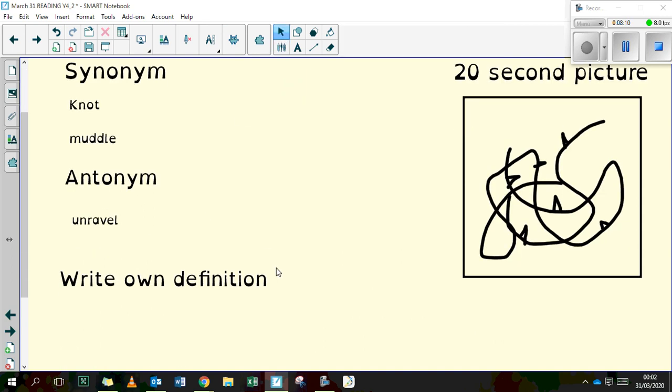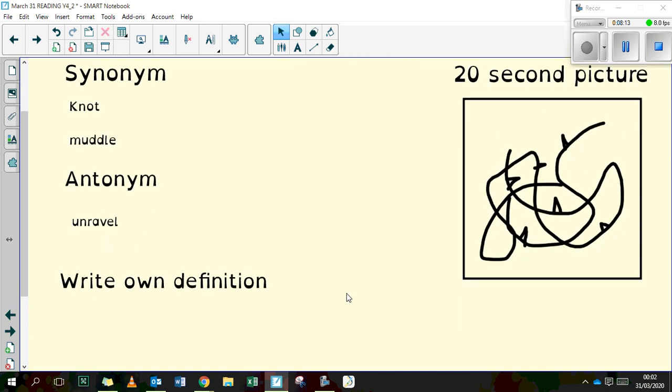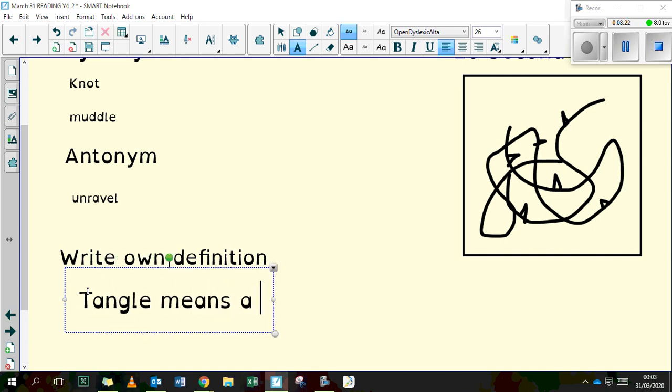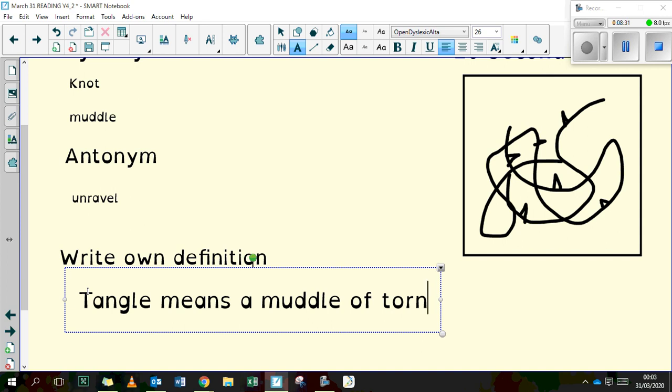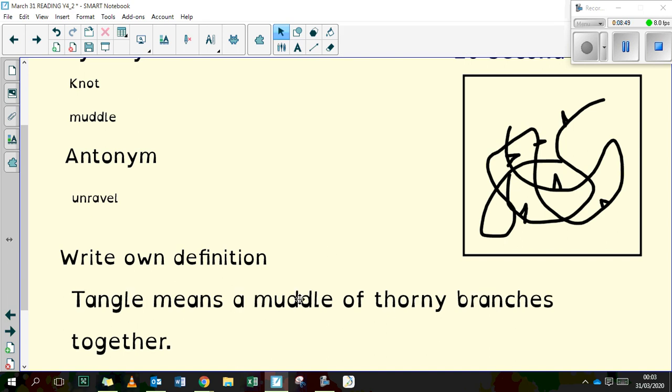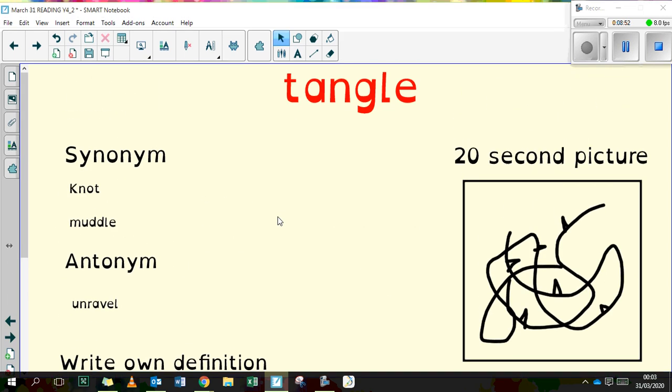Okay, next job, write the word in your own definition. So what does tangle mean? So tangle means a muddle of thorny branches together. So that's my definition. And then your final job will be to use the word, either tangle, or you can use one of your synonyms in a sentence.